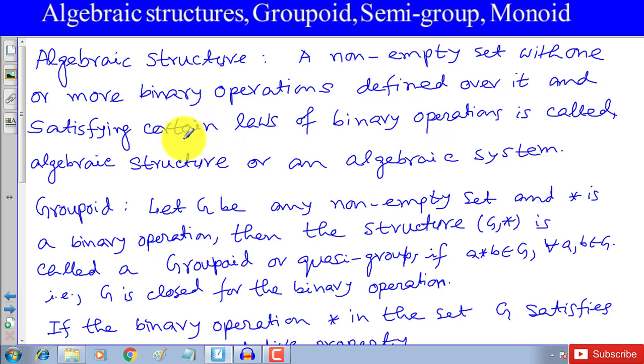Hello everyone, we are going to learn about algebraic structure, groupoid, semigroup and some examples.